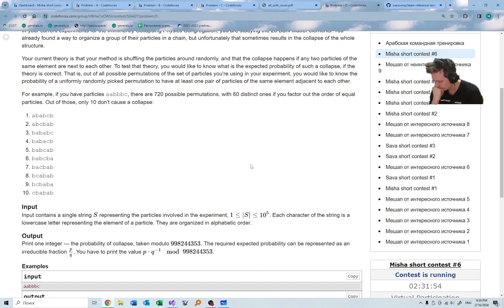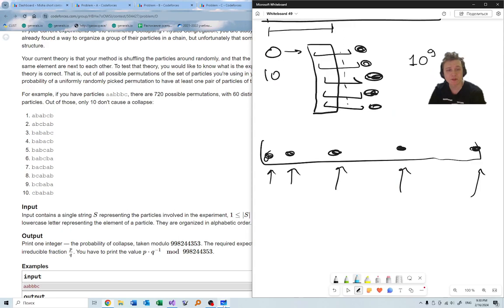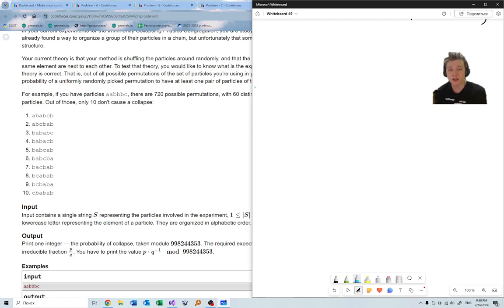Well, how do I see this? I see this as a dynamic programming problem. So we have 26 types of letters. Let's consider them one by one. And at some moment we have, for example, only letters A and B. So what do we want, actually?